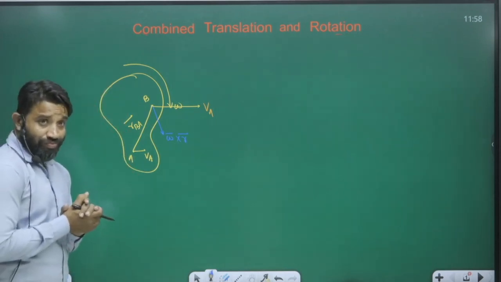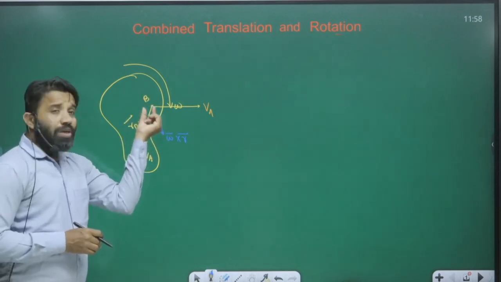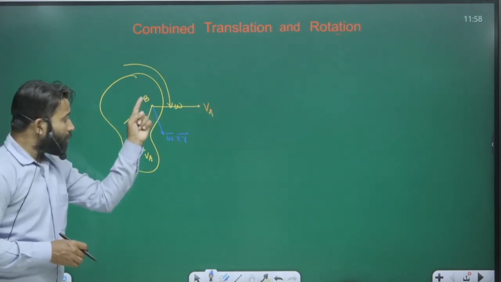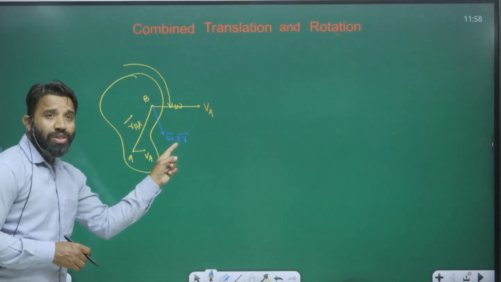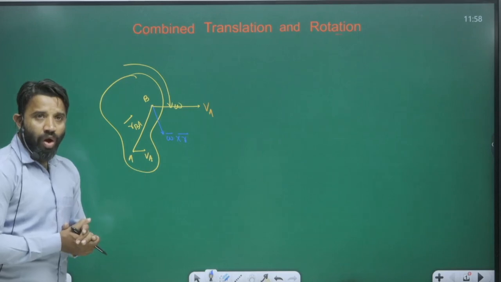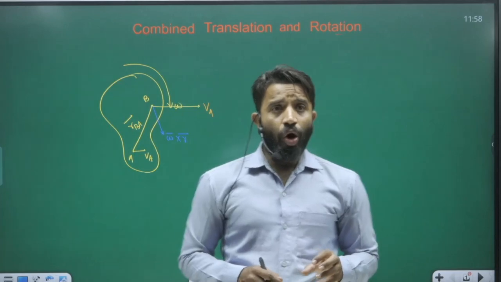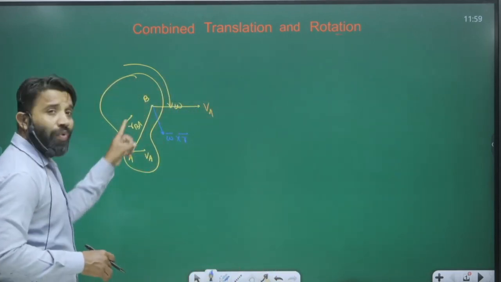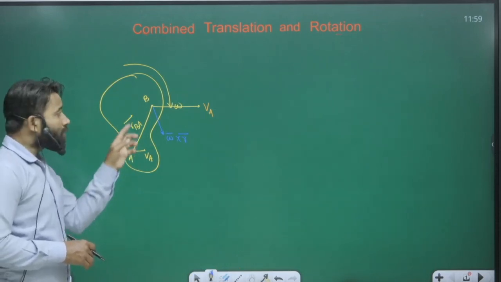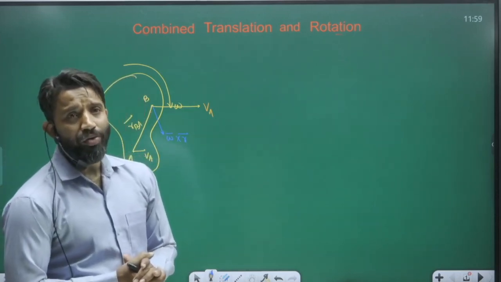So what we are finding is that this point B has a velocity VA due to translational motion and a velocity omega cross r along the tangent due to rotational motion. One more thing I would like to tell you: if you observe the point B with respect to A, that means if you fix yourself at A and observe the point B, you will find that B is performing circular motion with respect to A.